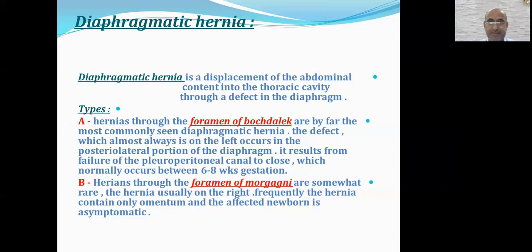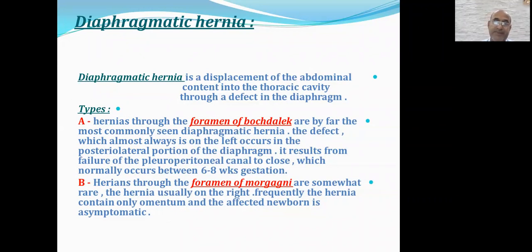We have two types of diaphragmatic defect. Hernia through the foramen of Bochdalek is by far the most common type seen in diaphragmatic hernia. The defect occurs almost all the time on the left, in the posterolateral portion of the diaphragm, resulting from failure of the pleuroperitoneal canal to close, which normally occurs between 6 to 8 weeks of gestation. So we have a defect on the left side of the diaphragm.